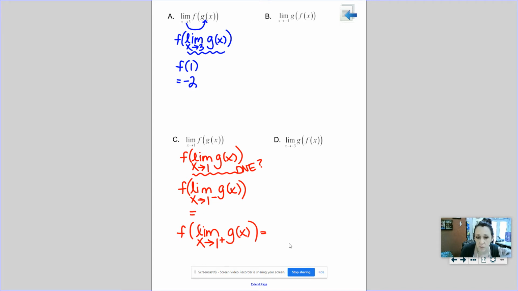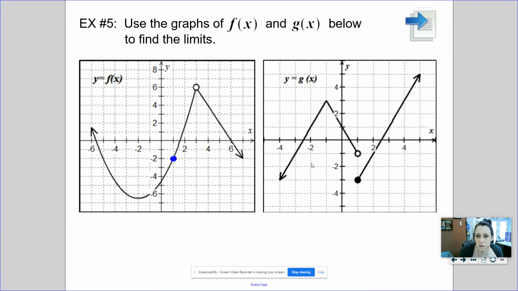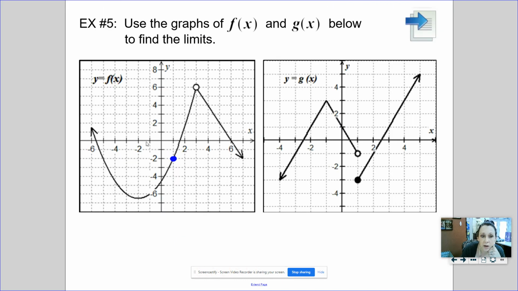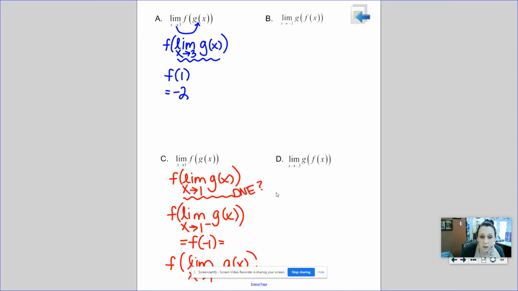Okay, let's see what happens here. So, when I take the limit from the left, it looks like we're getting closer to -1, okay? So that's going to turn this into f of -1. Okay, go to f of -1. Your graph, the y value of -1, is -6. Okay, you get -6.